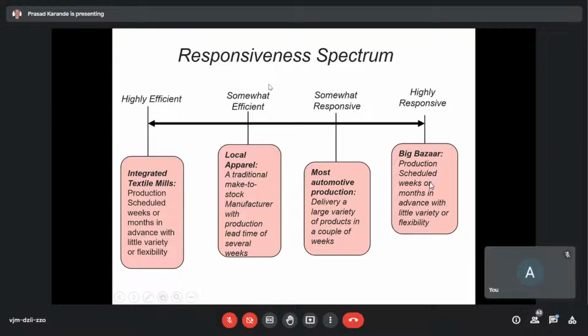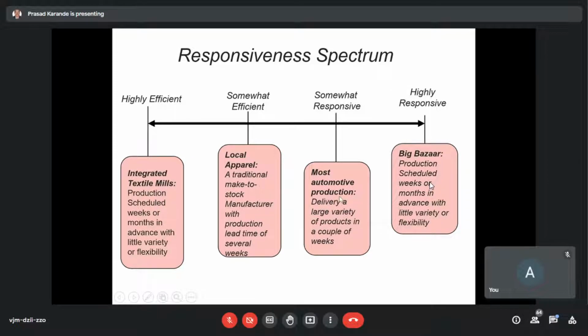Now if you see the somewhat efficient supply chains or local apparel, an example is all these European brands which make their products for local market requirements, local customer requirements. These products are manufactured in Europe itself, near to the market, because in this case lead times are very short and variety expectations are large, so you have to go for something not efficient but more towards the responsive supply chain.